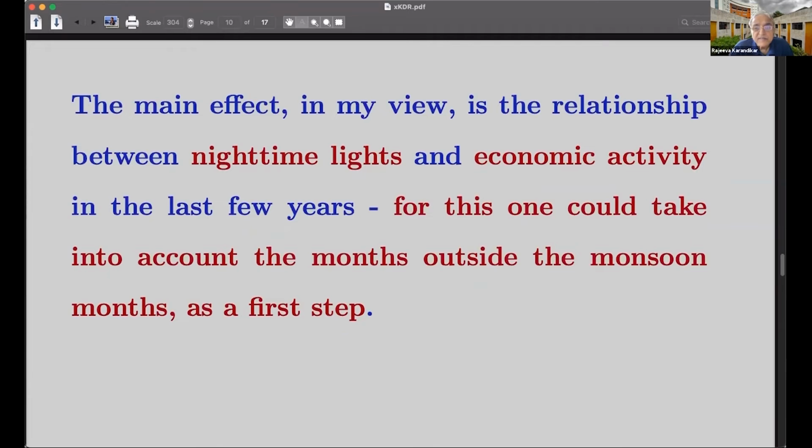So the other thing could be, for the main effect only, ignoring the other things, the main effect would be the connection between nighttime light and economic activity. Another thing to do would be to look at the months outside the monsoon months, maybe 8 or 9 months. We do it across the years and develop a good connection between these two, and then come back and see how it relates to the bias. So this could be another way one could try.